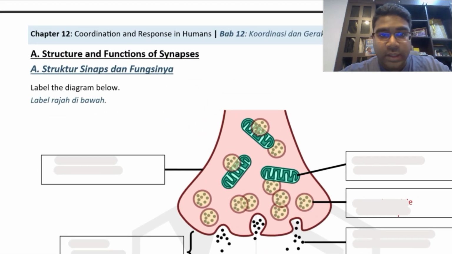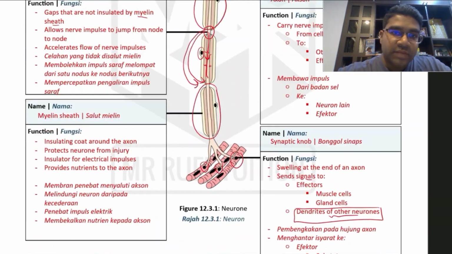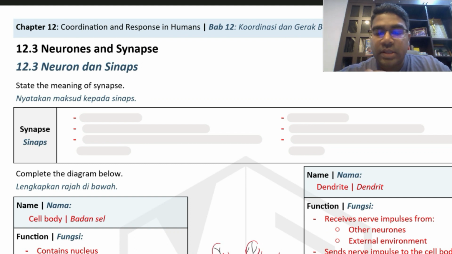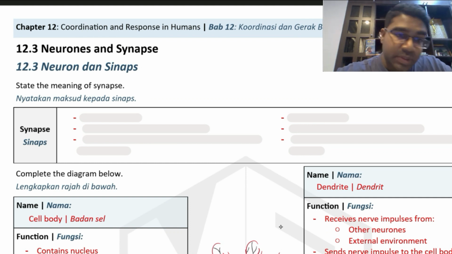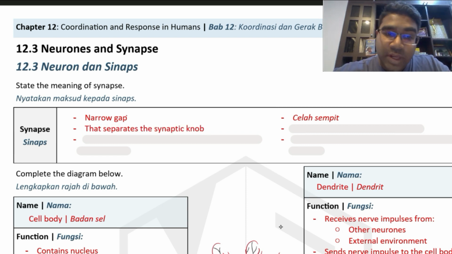So ini adalah synapse. So apakah struktur synapse dan fungsinya? What is the structure and function of synapse? So first let's define synapse. Mari kita tengok definisi synapse dulu. So apakah ini synapse? Synapse sebenarnya adalah satu celah. It's just a gap. It's a narrow gap. Celah yang sempit. So what is happening? Where is this narrow gap? Mana celah ini? It separates the synaptic knob, memisahkan bonggol synapse.